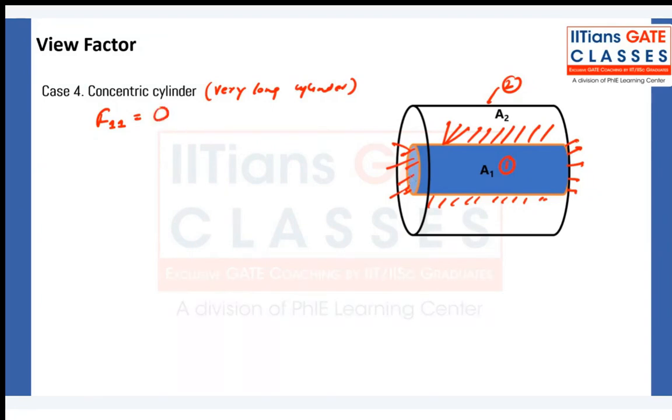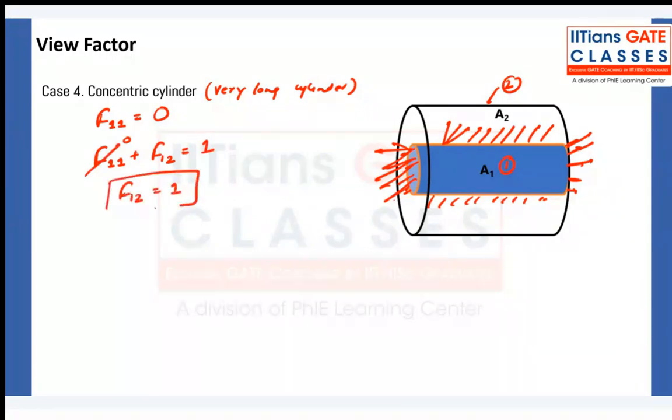There are certain radiations that are going out. F11 will be 0. Nothing is reaching surface 1 again. But I can add the summation rule. F11 plus F12 is equal to 1. Now this is 0, so F12 is equal to 1.